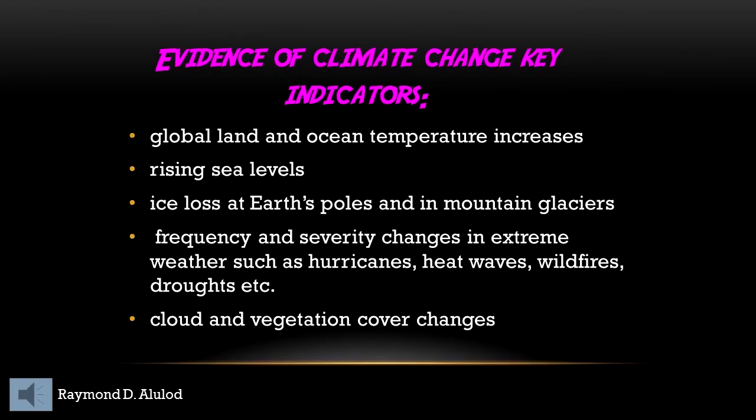Evidence of climate change, key indicators. Global land and ocean temperatures increase. Yun nga, sa pagtaas ng greenhouse gases ay tumataas din ang temperature ng surface ng mundo. Kasama na din dito yung mga bodies of water. Dahil patuloy na umiinit, umiinit na din yung mga bodies of water kagaya ng ocean.